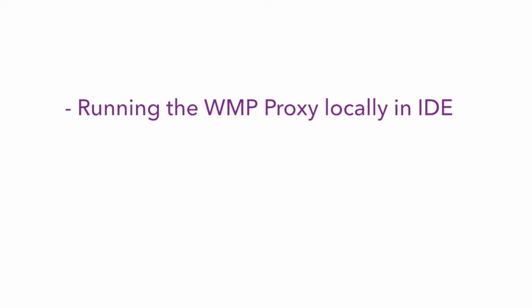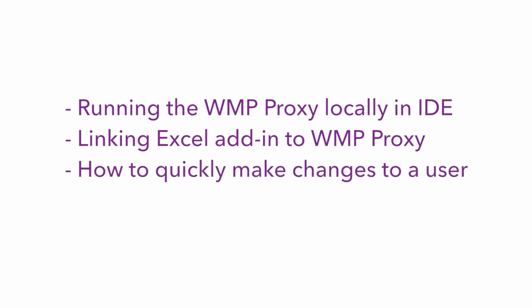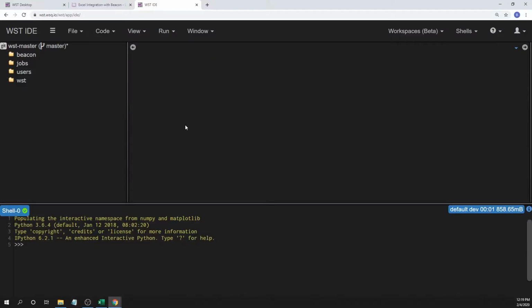This is part of the Excel add-in series, and as a prerequisite, please see the video for setting up your Beacon Excel add-in in the links below. Today we're going to cover running the WMP proxy locally in your IDE, linking the Excel add-in to the locally running WMP proxy, and demonstrating how to quickly make changes to a user-defined function. Okay, let's get started with running the WMP proxy locally.